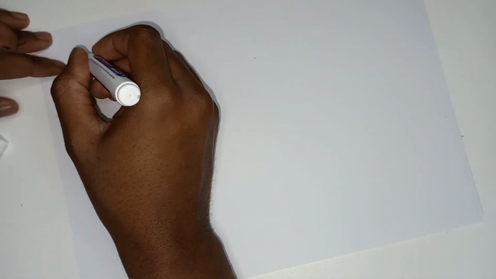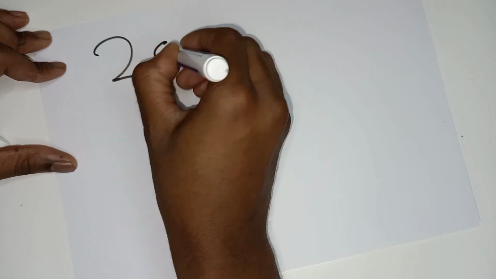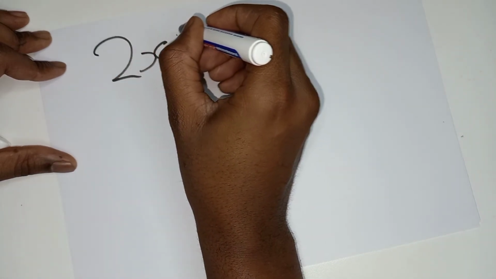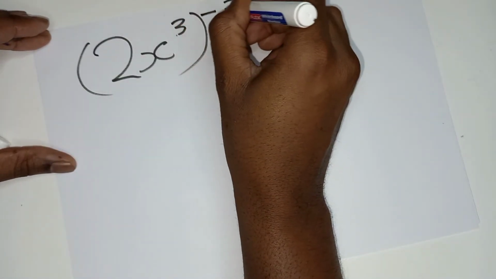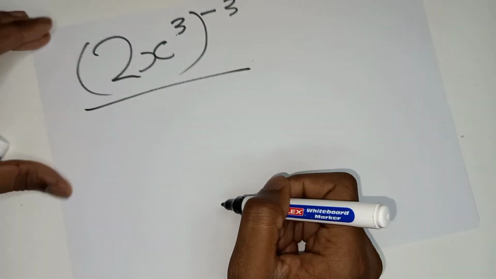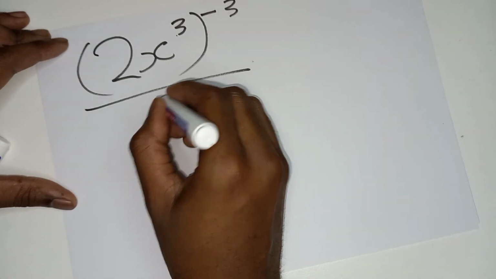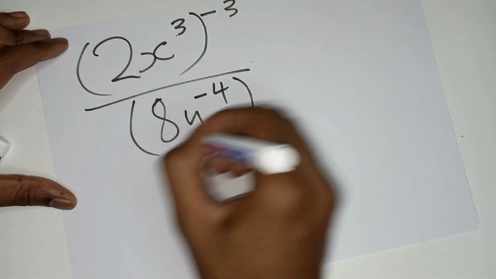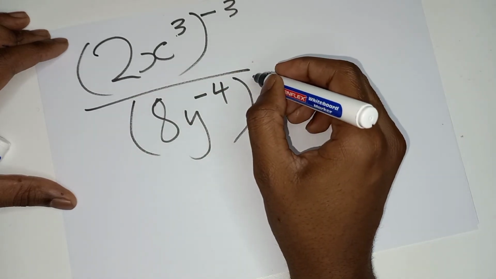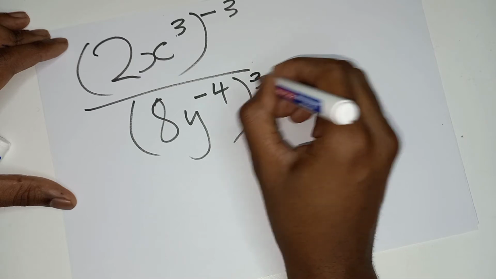Let's look at the last example. Now this example is a bit complicated. It goes 2 to the exponent of x, 2x to the exponent of 3, all to the exponent of negative 3, like so, divided by 8y to the exponent of minus 4, all to the exponent of minus 3 again, right?